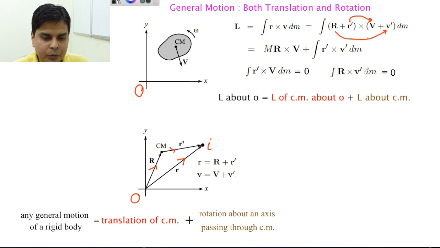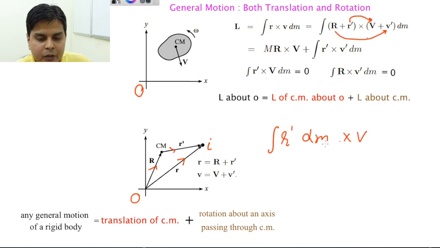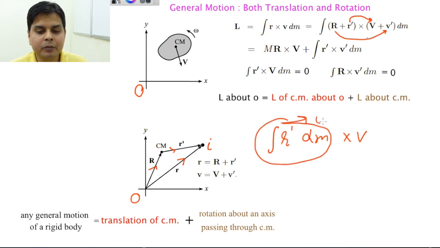Why will they be 0? You see, what is this r prime cross V? This V is constant, so I can take it outside, so I can write it as integral r prime dm cross V. Now what is this integral r prime dm? This is nothing but the position of center of mass in its own frame. So this has to be 0, because r prime dm is the position of center of mass in its own frame.